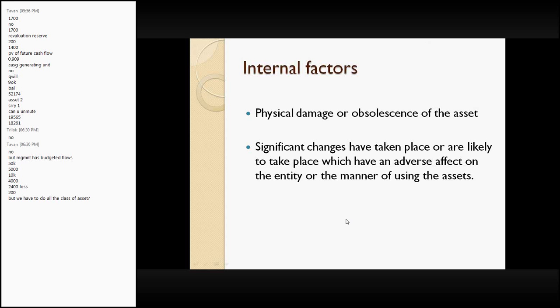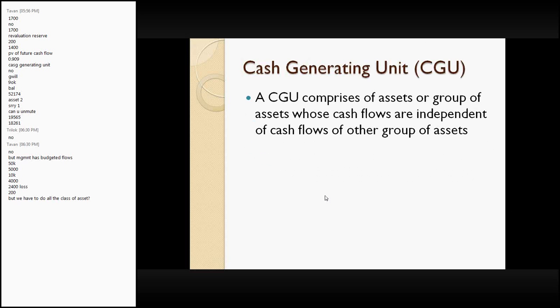Yeah, we'll have to do it for a class of assets if you're testing for impairment. If you're testing for a particular CGU, that CGU will be considered as one asset. Now CGU comprises assets or a group of assets whose cash flows are independent of cash flows of other groups of assets. I hope you understand what is CGU. That which together can generate future economic benefits, but the assets alone cannot do anything.